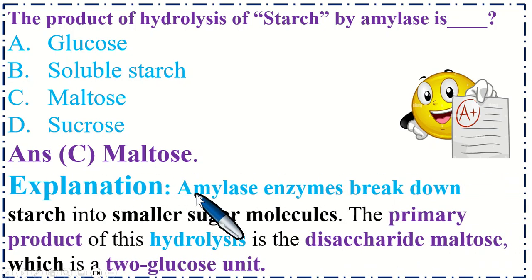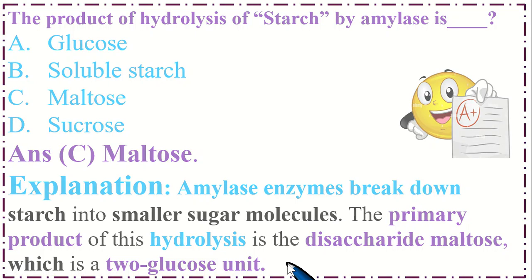Explanation: the amylase enzyme breaks down starch into smaller sugar molecules. The primary product of this hydrolysis is the disaccharide maltose, which is two glucose units.